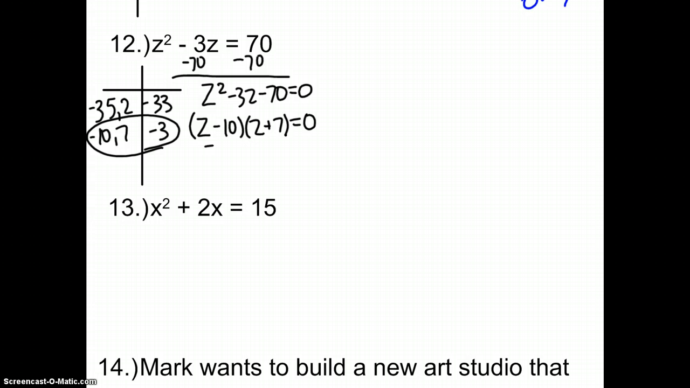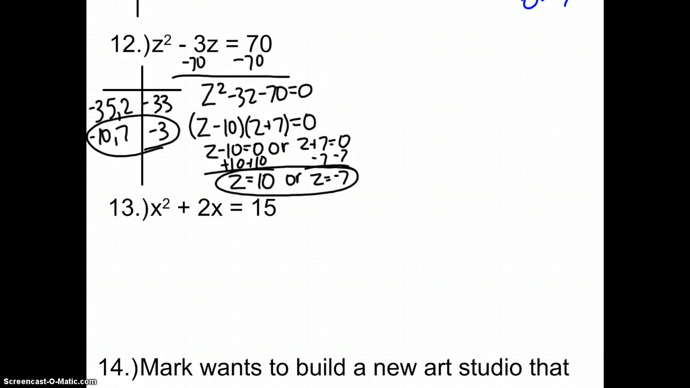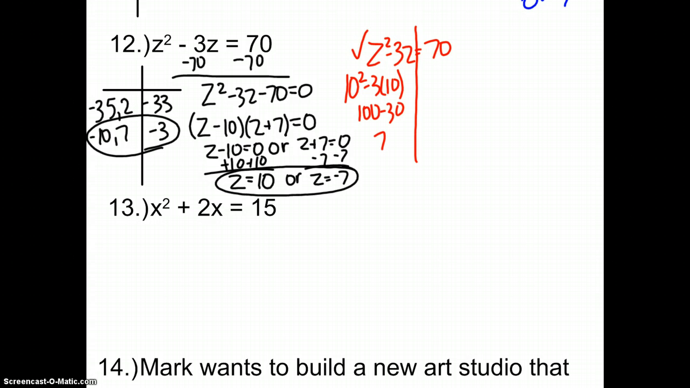Now we can set each term equal to 0: z minus 10 equals 0, or z plus 7 equals 0. Solve for z in each equation. Z equals 10 is our first solution, or z equals negative 7 is our second solution. And again, we should check these by plugging them into our original, z squared minus 3z equals 70. Plug in both terms, so we can start with 10. We have 10 squared minus 3 times 10. 100 minus 30 would give us 70.